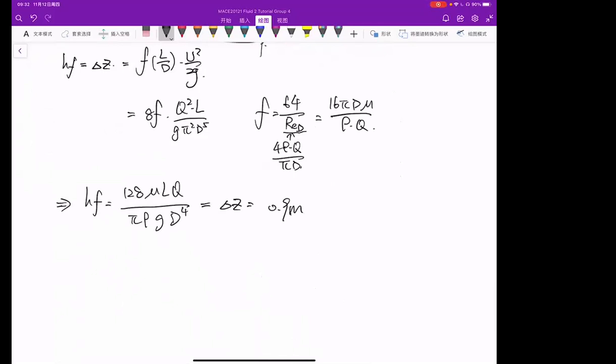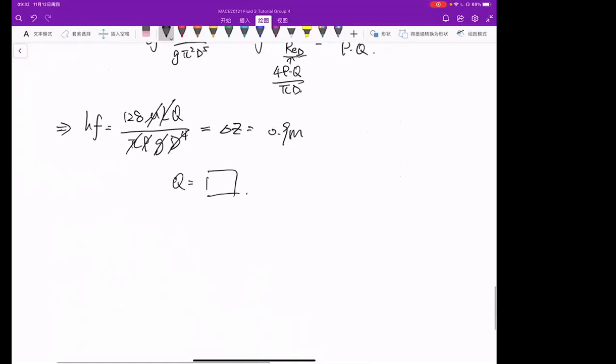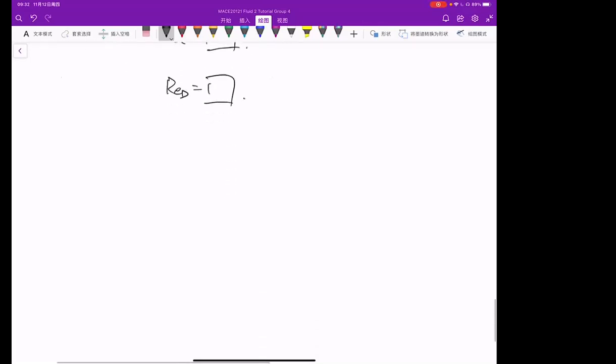So we have mu given, we have L given, we have rho given, g given, pi given, D given. So then we can find Q. And then based on Q, we can calculate the Reynolds number, which is something. And you will finally find the scenario is laminar. Any question? No? Okay.